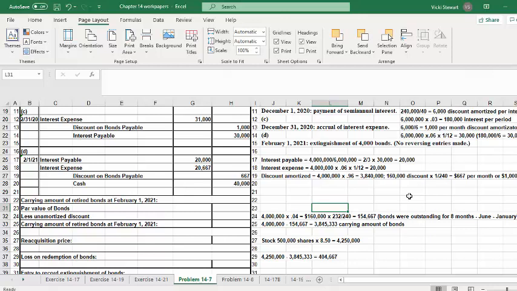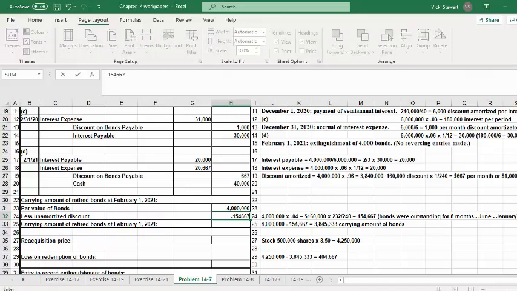So to determine the carrying amount of the bonds, we take the face amount of the bonds, which is $4 million. We subtract the unamortized discount, $154,667, and that gives us a carrying amount for the bonds of $3,845,333. So at this point in time, that is the carrying amount of the bonds. We know that we are going to be exchanging stock, 500,000 shares, that have a market value of $8.50. So if we multiply 500,000 times $8.50, we get $4,250,000.